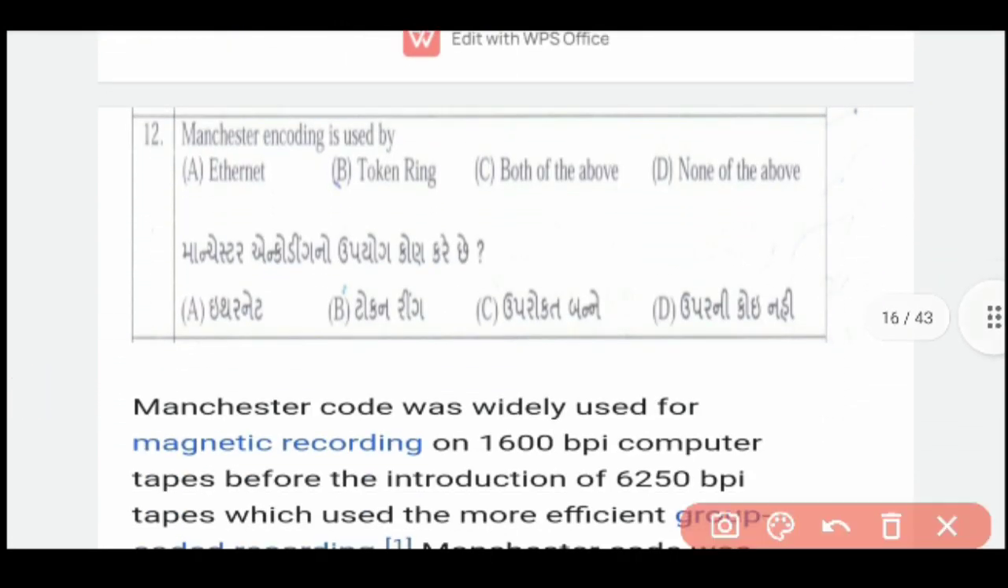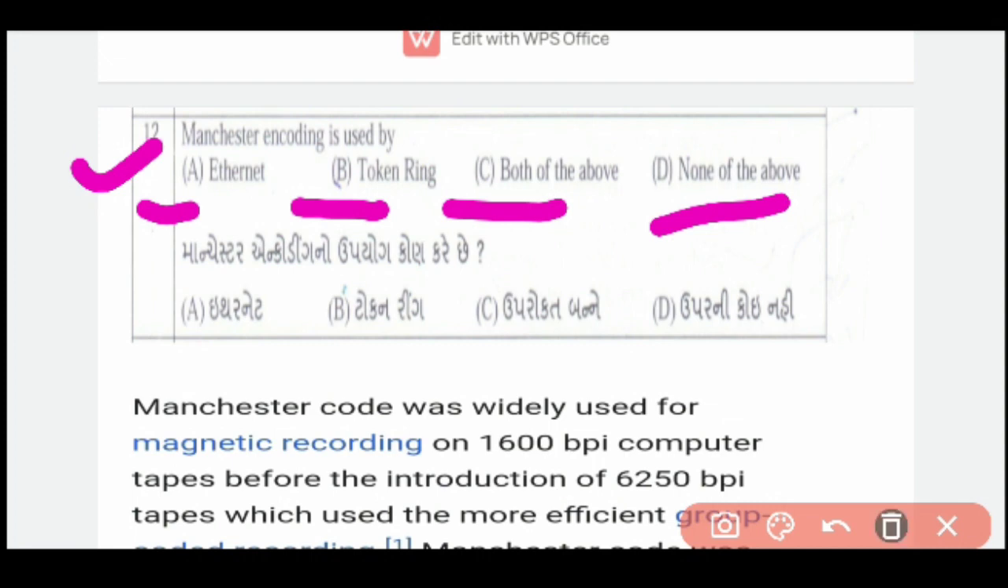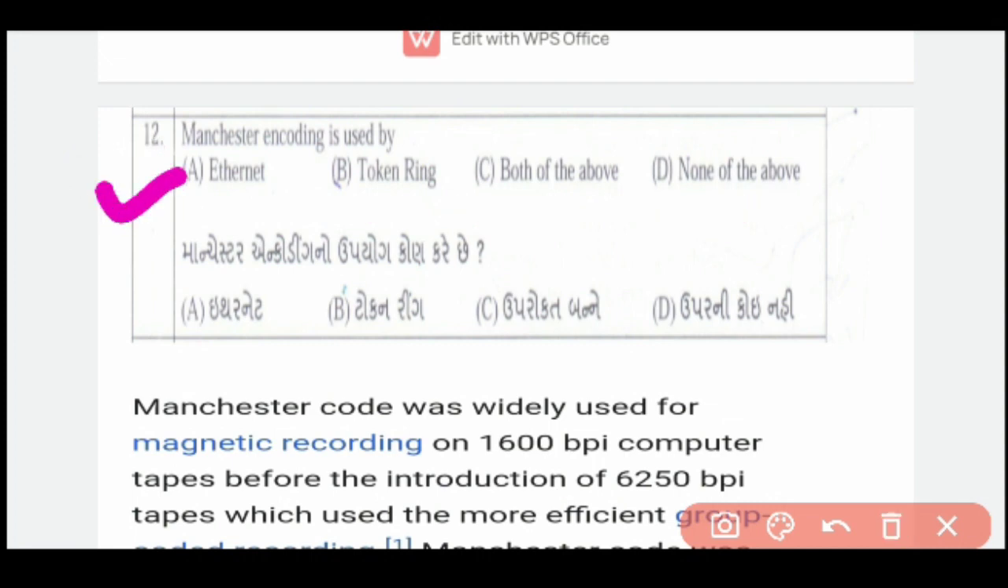Question number 12. Manchester encoding is used by A Ethernet, B token ring, C both of above, option D none of above. Then the answer is Ethernet.